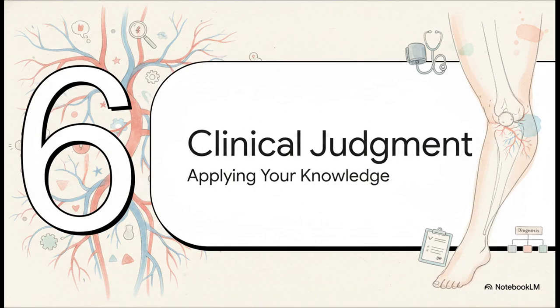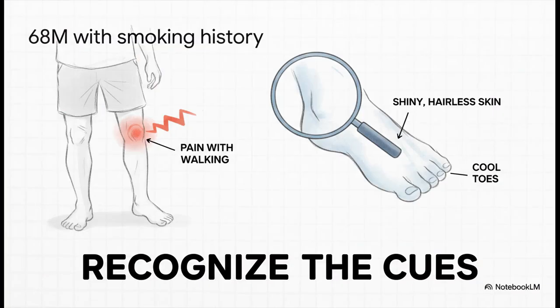All right, for our last section, let's put on our clinical thinking caps. It's time to go from just knowing the facts to actually applying them in a situation you might really see. This is where clinical judgment comes into play. So let's break this down. We've got a 68-year-old guy, smoker, diabetic. He gets cramping pain when he walks, and it goes away when he rests. His feet are cool, shiny, and have no hair. What are all these cues just screaming at you? This is a textbook classic presentation of peripheral arterial disease.